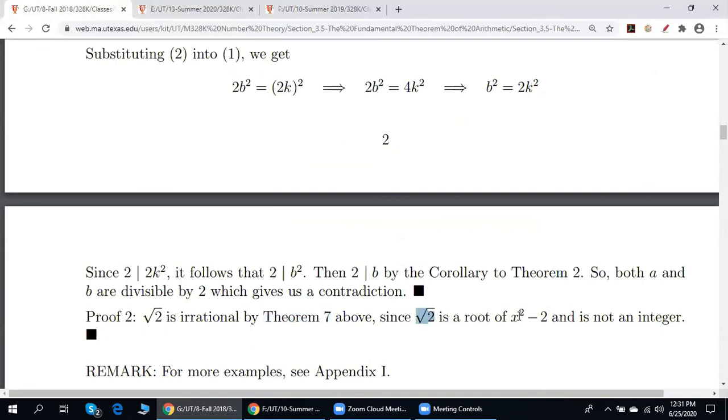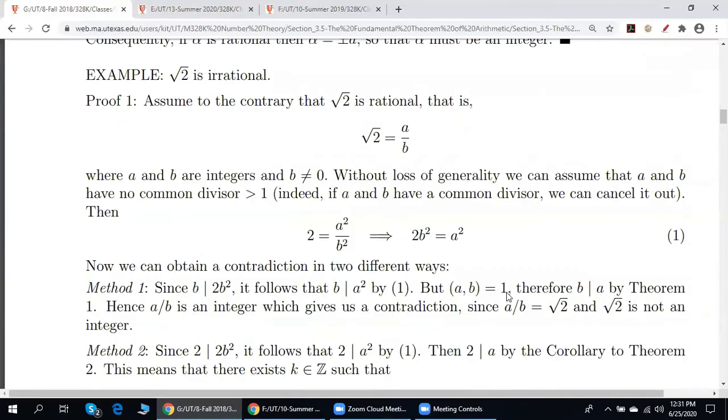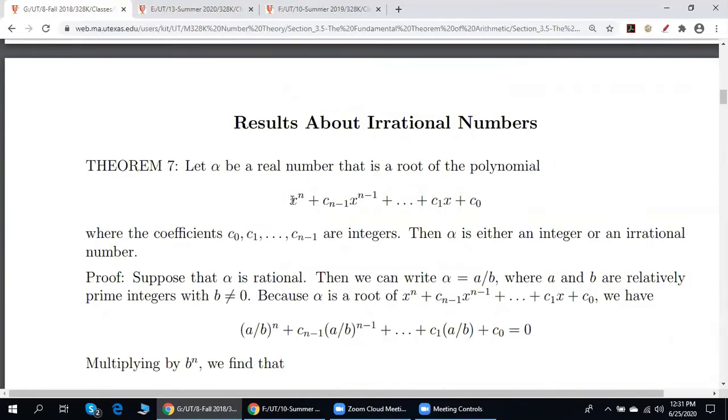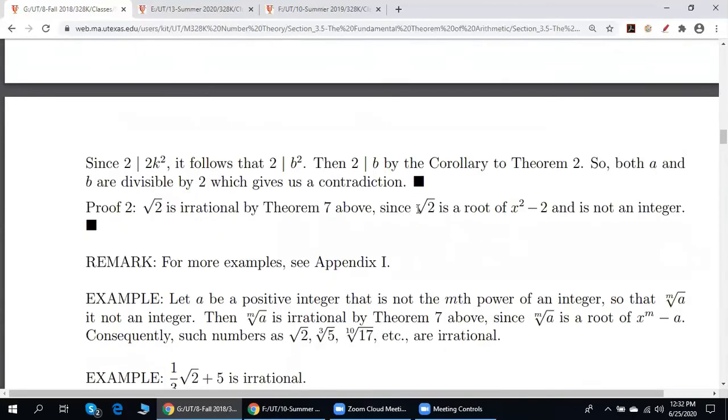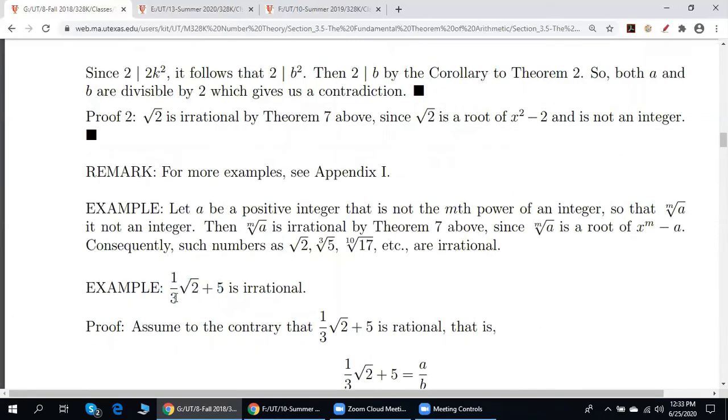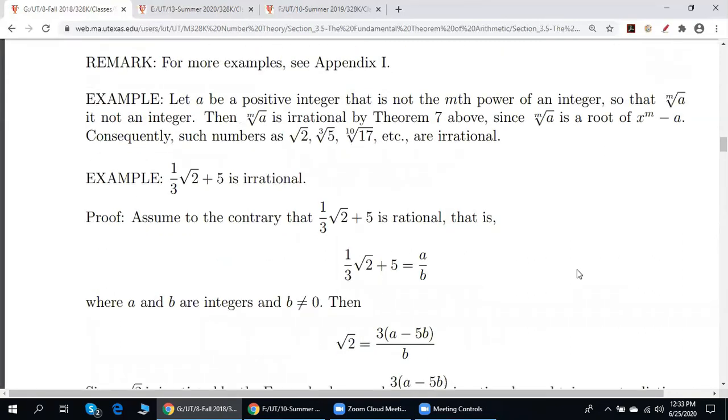Square root of 2 is a root of this. This polynomial is of this form. Therefore, there are only two possibilities for square root of 2. It's either integer or irrational. Square root of 2 is not an integer because it is between 1 and 2. Therefore, it is irrational. Let us prove that 1/3 times square root of 2 plus 5 is irrational.